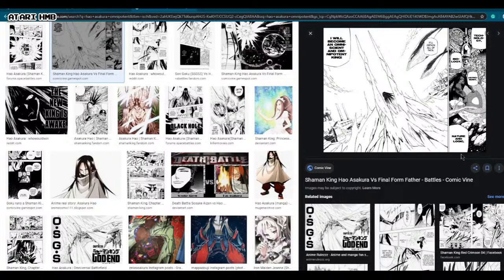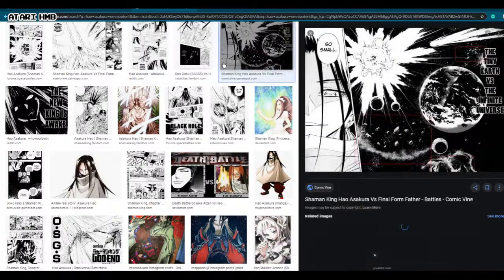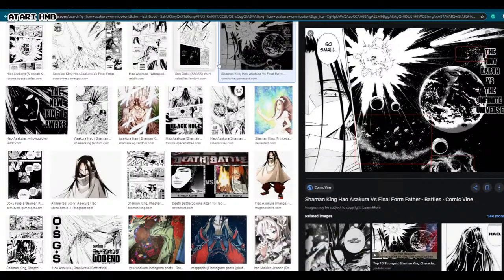I will become omniscient and omnipotent. I remember these scans. Oh my gosh. The tiny Earth versus the infinite universe.